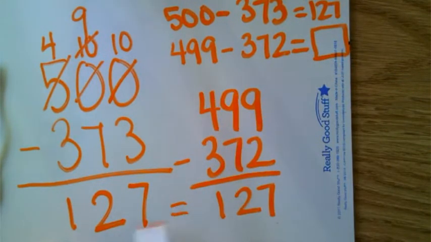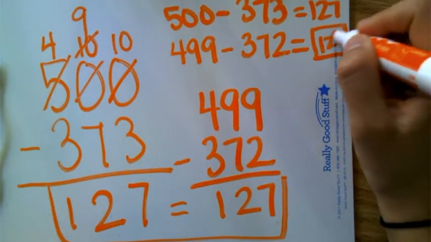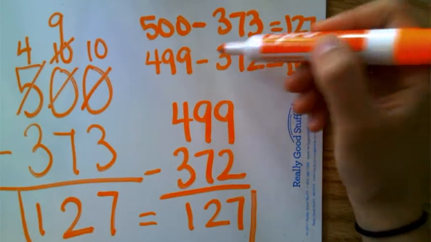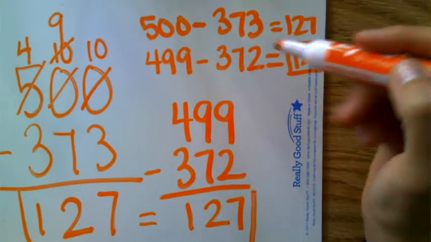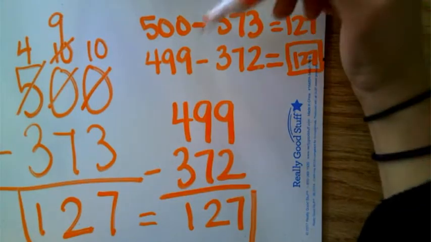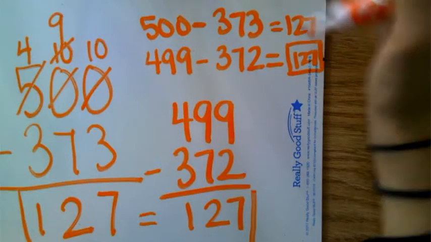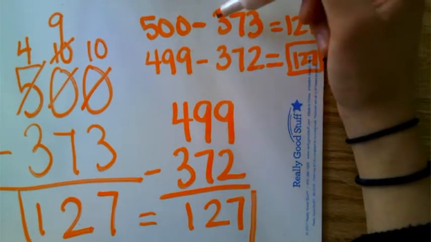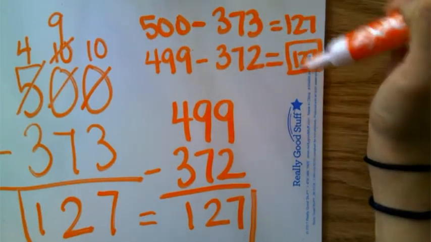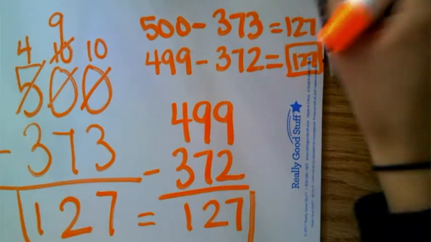Our answers are exactly the same, as you can see here, 127. The reason why this works is because 499 minus 372 is the same distance apart. It's 127 away from each other. Because we lowered this by 1 and we lowered this by 1, we are the same distance apart as 500 minus 373. So even though we changed the problem, the answer is still the same, as long as we change it the same amount.